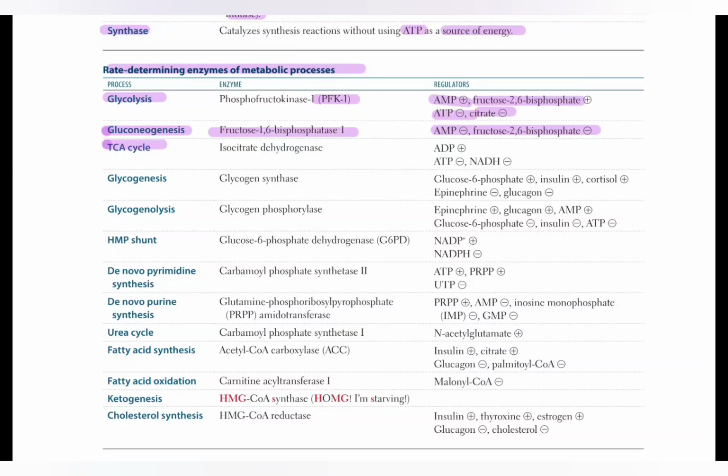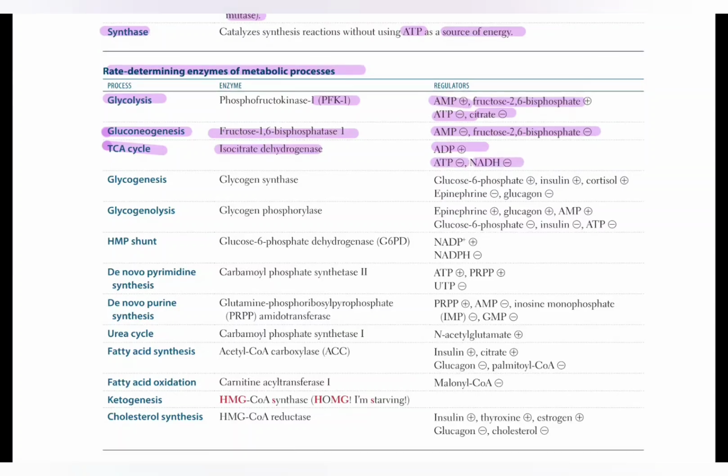TCA cycle. In the TCA cycle, the enzyme is isocitrate dehydrogenase. Activator of this process is ADP, and inhibitors are ATP and NADH. It is the main switch here. So the regulator of the TCA cycle is ADP and inhibitors are ATP and NADH.